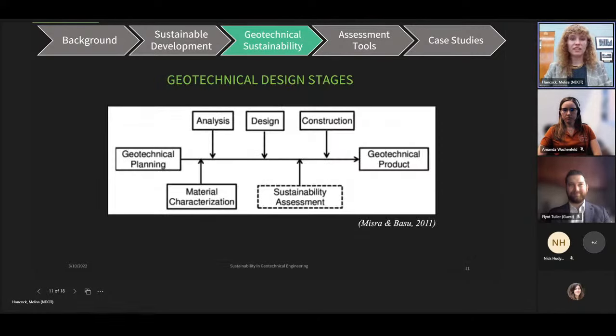So here are the overall geotechnical design stages currently. We have geotechnical planning, material characterization, analysis, design, construction, and geotechnical, the product. It's suggested to add in a sustainability assessment in between design and construction. That way we can apply our sustainable solutions into the construction phase and have a more sustainable product.